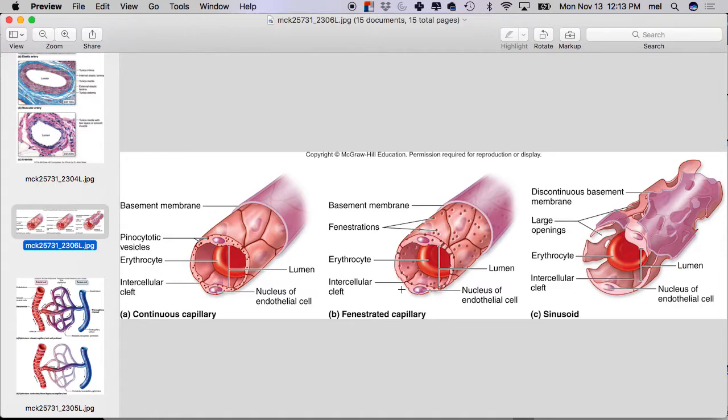Where do you find those? You find these in a couple of places that'll make sense. And the liver is one of them. Okay. So you may or may not have learned this yet. All of the blood that gets absorbed from your digestive tract, which is not sterile.